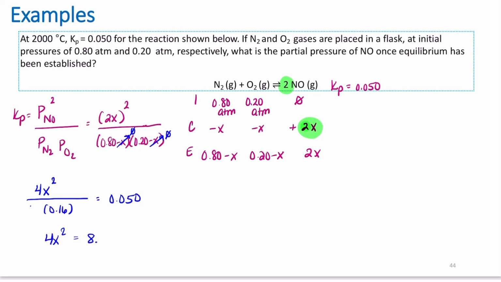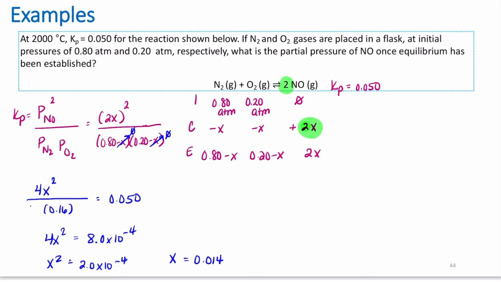And now I'm going to solve for x, so 0.05 times 0.16, 4x squared gives me 8.0 times 10 to the negative 3. Don't forget your sig figs. x squared is 2.0 times 10 to the negative 3, and therefore x is equal to 0.014. My x is pretty small, 0.014.